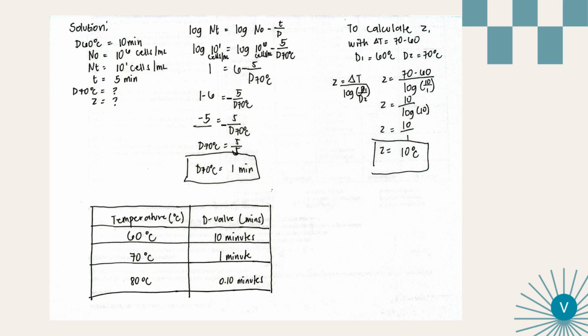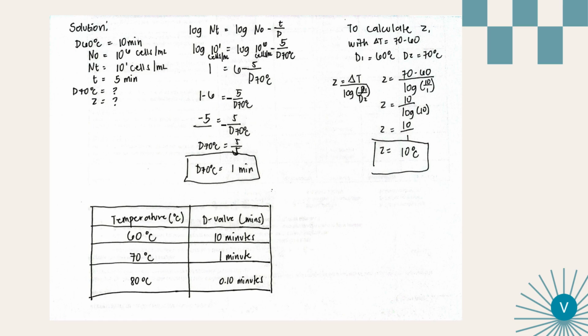We can summarize the results in a table. At 60 degrees Celsius, the D value is 10 minutes. At 70 degrees Celsius, the D value is 1 minute. And at 80 degrees Celsius, it becomes 0.1 minutes, showing a tenfold decrease for every 10-degree increase.